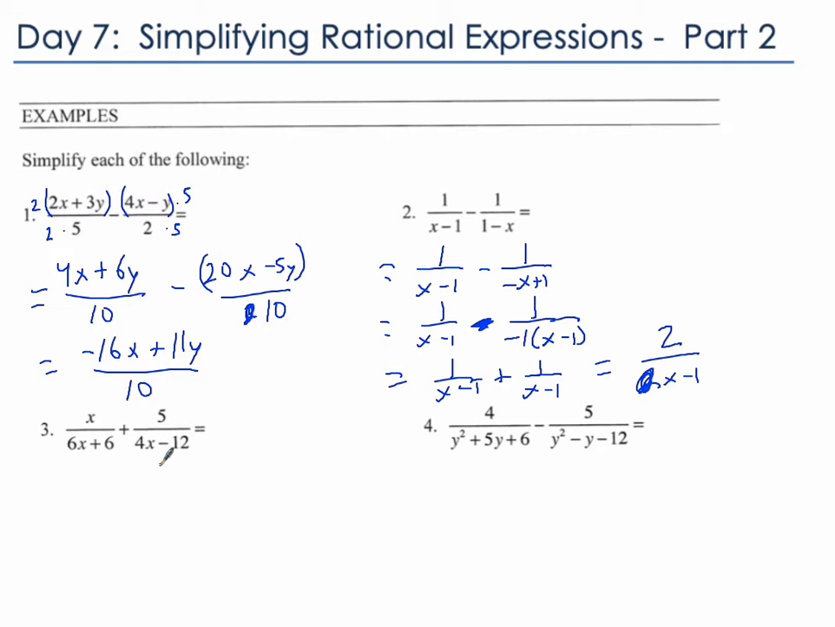Now, you could get a common denominator by multiplying these two together, but sometimes factorizing helps a lot. So if I factorize out 6 and x plus 1, and here factor out 4, then I have x minus 3. Maybe that's not so much easier.